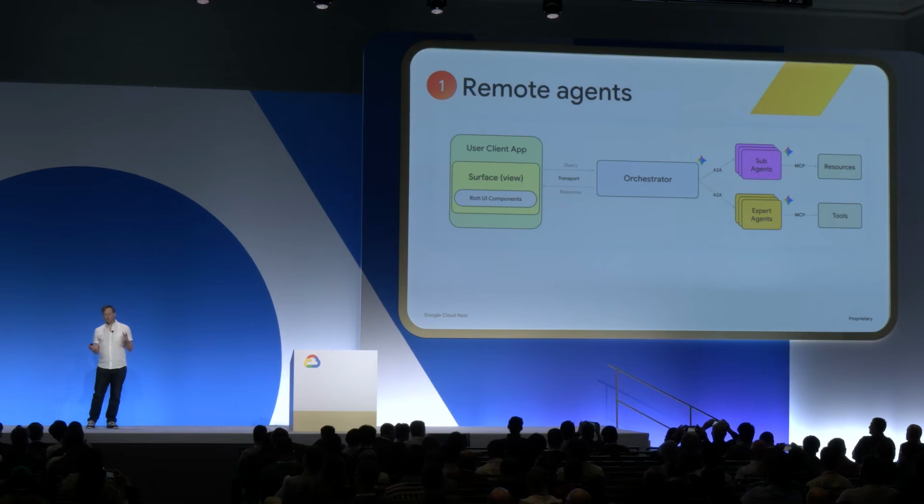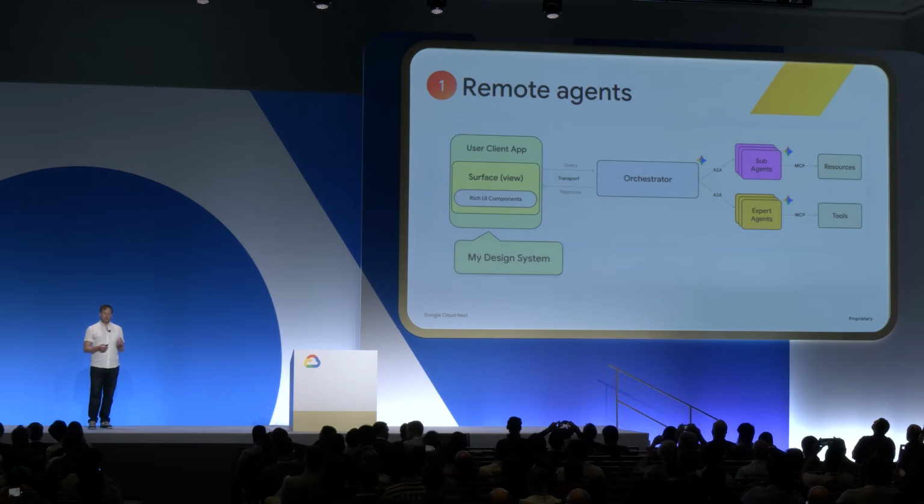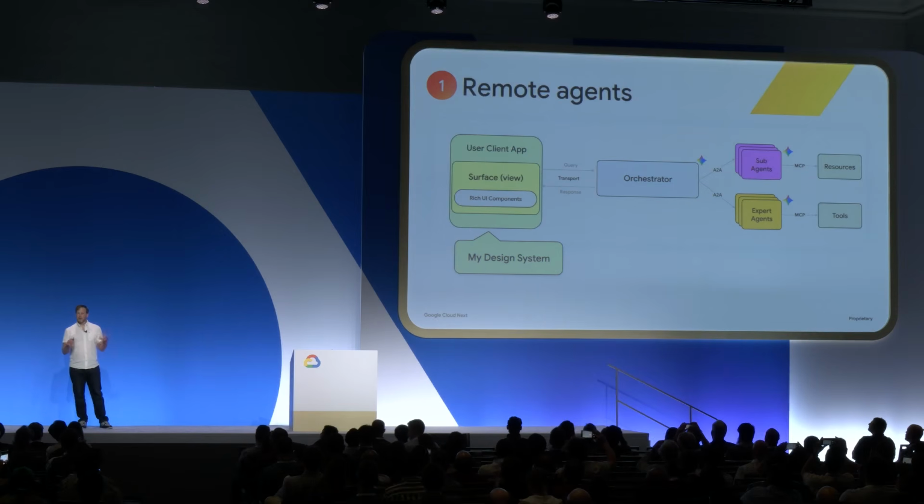Let's start with remote agents, and let's start with a diagram. This is just one configuration. There are many configurations, but it sort of sets the stage. So I've got my design system, my front-end application, which is where my users are clicking and doing and typing.